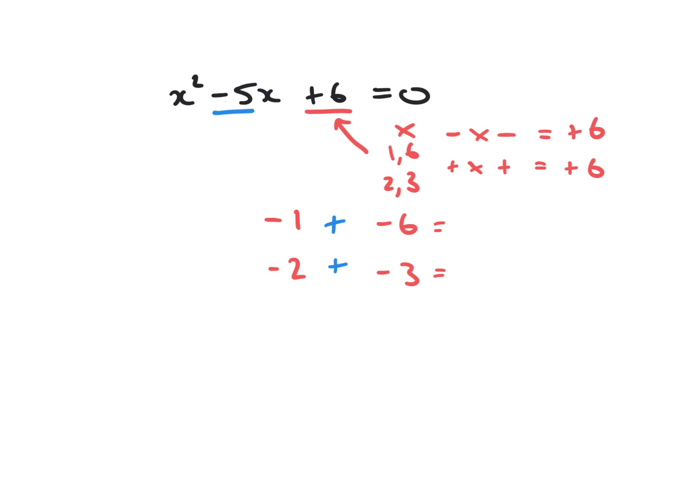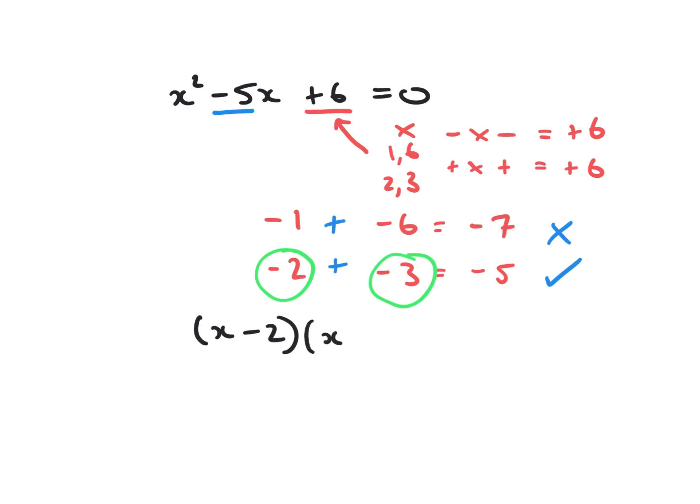Negative 1 plus negative 6 is actually negative 7. Let's have a look at the next line. So that, we can already say, does not work. So we're going to have a look at the next line. Negative 2 plus negative 3. That does actually equal our negative 5. So that's a big tick. So the 2 numbers that we're going to use in our factorization model are negative 2 and negative 3. So I'm just going to write that underneath, and I'm going to go to black. So we're going to go x minus 2 and x minus 3.